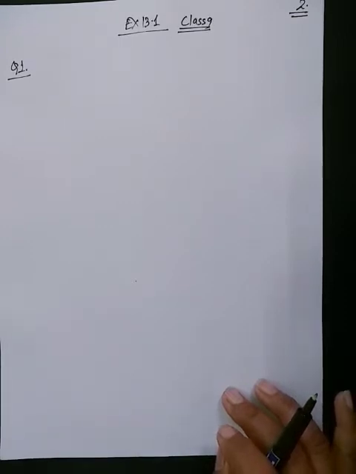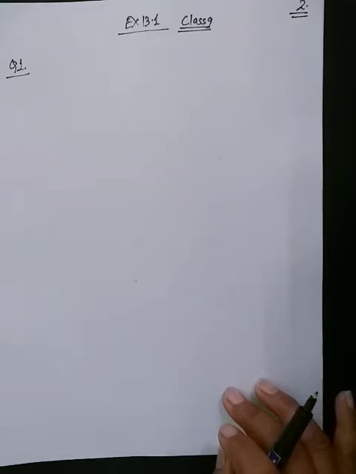Let us start exercise 13.1. Question number 1. A plastic box 1.5 meter long, 1.25 meter wide and 65 centimeter deep is to be made. It is open at the top. Ignoring the thickness of plastic sheet, determine the area of sheet required for making the box and the cost of sheet for it if sheet measuring 1 meter square costs rupees 20.